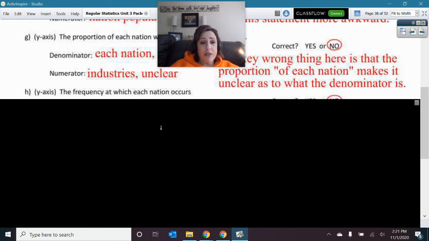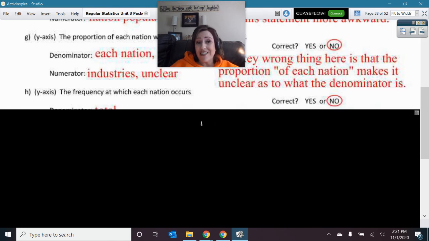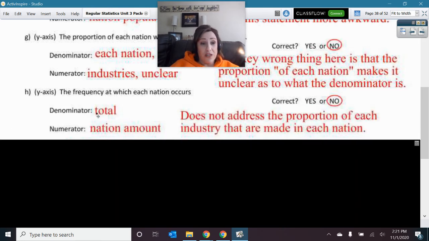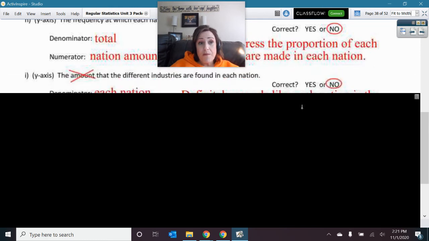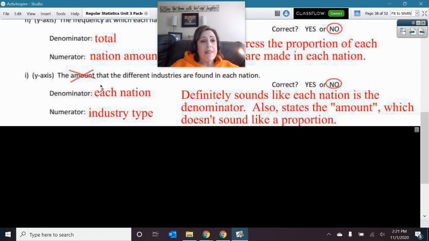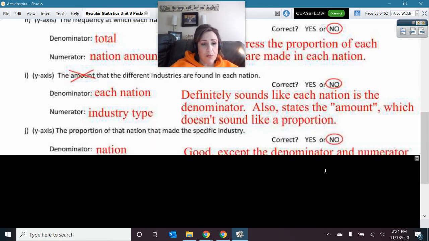All right, the frequency at which each nation occurs. So that's the y-axis. That's not indicating a conditional situation at all. That's just the overall total nation amount. So that's not correct because it's not addressing the conditional component that the y-axis does. The amount, again, is a bad thing, that the different industries are found in each nation. So again, I think each nation is the denominator. It also states the amount, not proportion.